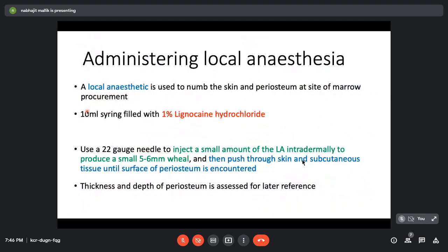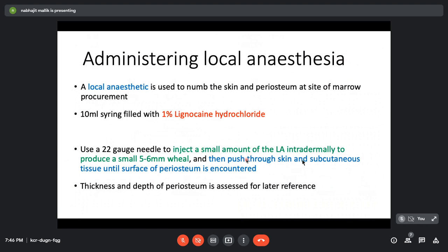Now after this is done, we administer the local anesthesia. Now local anesthetic is used to numb the pain from the skin and periosteum at the site of the biopsy procurement. Now a 10 ml syringe is usually filled with 1% lignocaine. And we usually use a 22 gauge needle. You can use a smaller gauge needle as well.